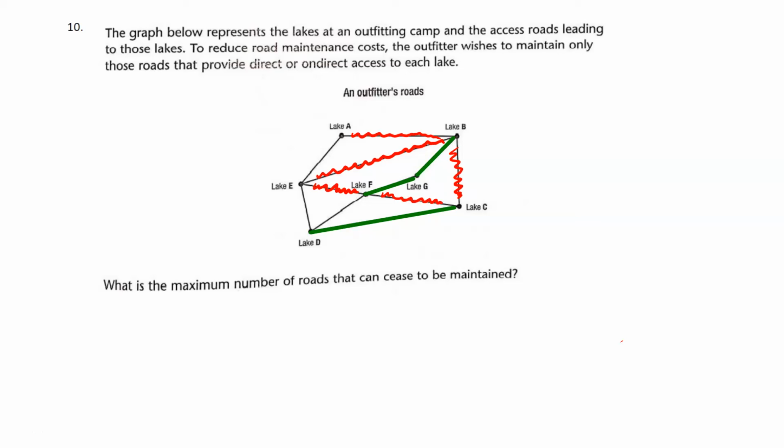That means we need to keep the road that goes from Lake F to D, and from D to E, and from E to A. If we do a quick count now, we've got 1, 2, 3, 4, 5, 6 roads servicing 7 lakes. To do that, we were able to eliminate 1, 2, 3, 4, 5 roads. The maximum number of roads that we can stop maintaining is 5.